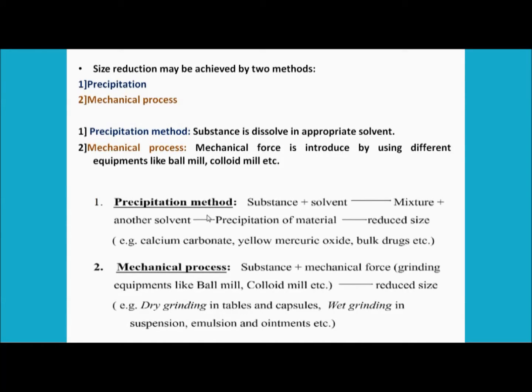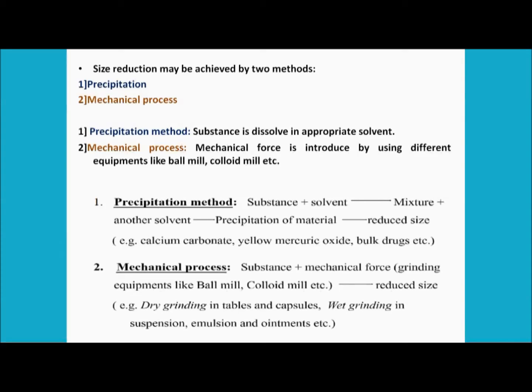So see what actually happens in the precipitation method. First, the drug or the substance is mixed with a solvent, right? A mixture or a solution you are going to get. Then you use another solvent. By virtue of this other solvent, this mixture will again get precipitated. Suppose we have a solid piece of drug mixed with water, and then we use one organic solvent which is immiscible with the water. Then what will happen? We will get precipitate formation. This precipitate is again going to get reduced in size, and thus you can get the smaller size particle.